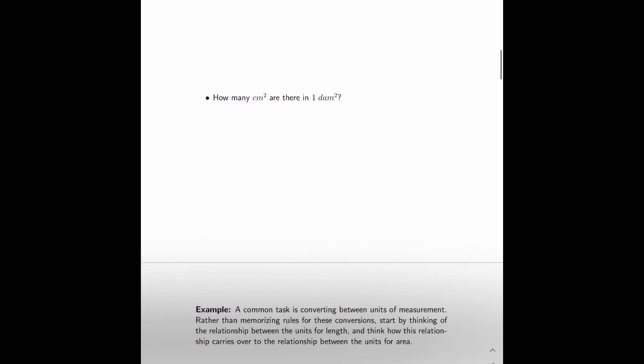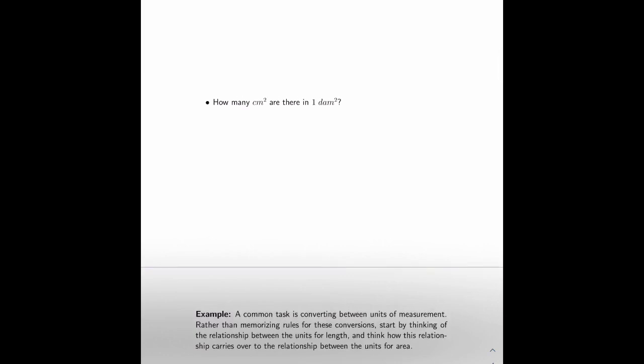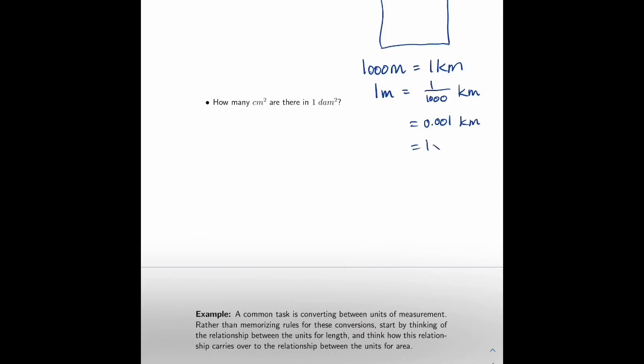So how about we do how many square kilometers there are in a square meter? Well, there are 1,000 meters in 1 kilometer. So if I reverse that and divide each by 1,000, in 1 meter is 1,000th of a kilometer, or 0.001 kilometers, or, scientific notation is handy for this, 1 times 10 to the minus 3 kilometers.